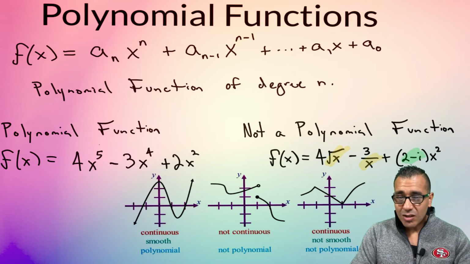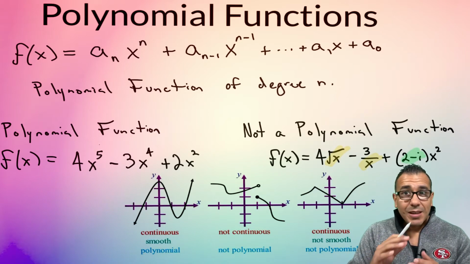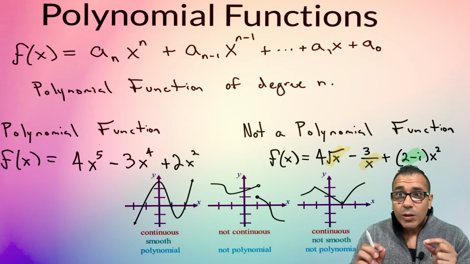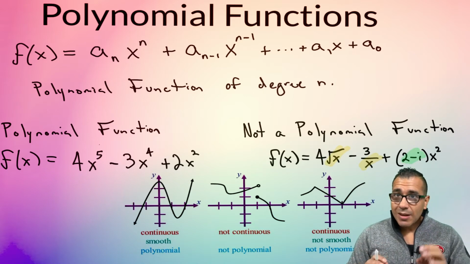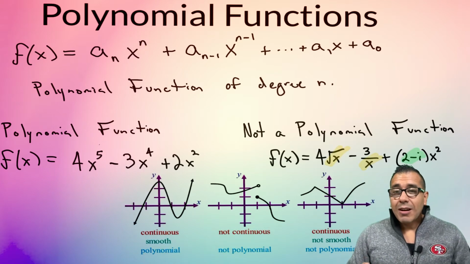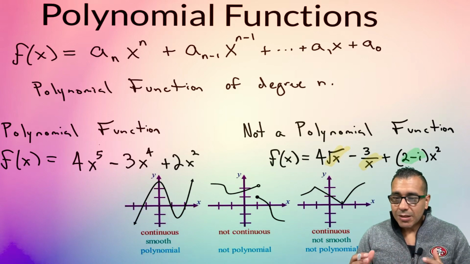You have this function a sub n times x sub n, and what that means is a sub n minus 1, a sub 1, a sub 0, all those are just real numbers. They could be fractions, they could be square roots, they could be anything as long as they're real numbers. So no imaginary numbers, we're good, all right? Our exponents, we want them to be whole numbers, all right? We're gonna talk about this.